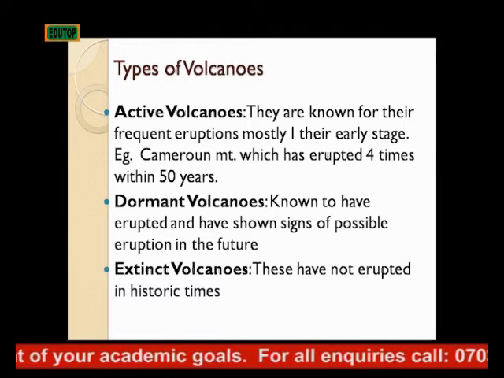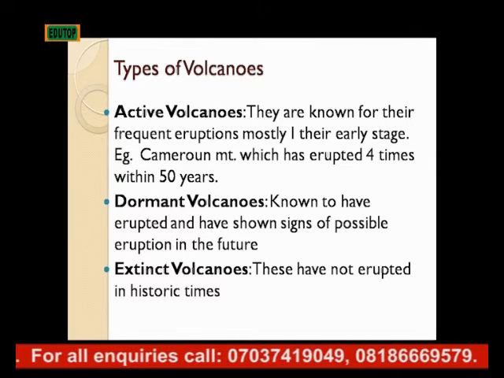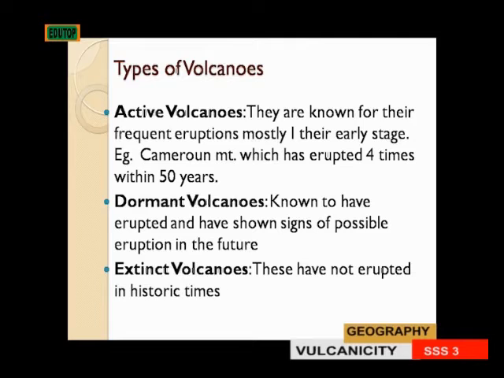Now, a dormant volcano, as the name implies, is known to have erupted and has also shown signs of possible eruption in the future. So that makes it dormant. The potential is there. It has erupted, although it has stayed long and there have not been occurrences of eruption, but the signs are there that it may erupt in future. Whereas the extinct volcanoes, they have not erupted at all in historic times. So these are the 3 types of volcanoes that we have.